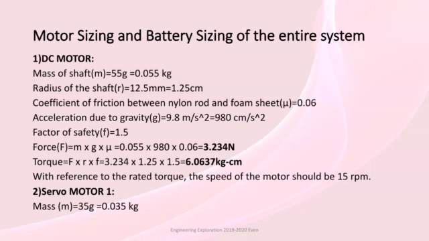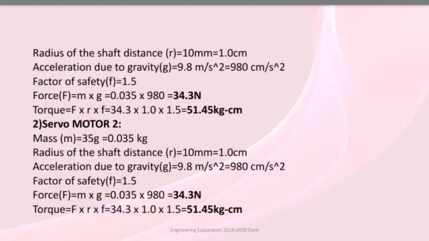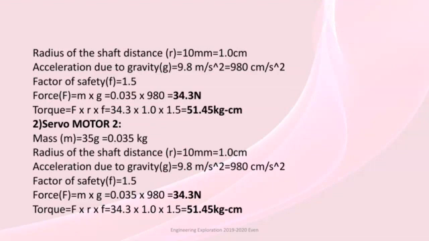Servo motor 1, mass is 35 gram. Radius of the shaft distance is 10 millimeter. Acceleration due to gravity is 9.8 meter per second square. Factor of safety is 1.5. Force is equal to m into g, that is equal to 34.3 Newton. Torque is equal to F into R into F, that is equal to 51.45 kg centimeter. Servo motor 2. Calculation is same as that of servo motor 1. Force is equal to 34.3 Newton. Torque is equal to 51.45 kg centimeter.